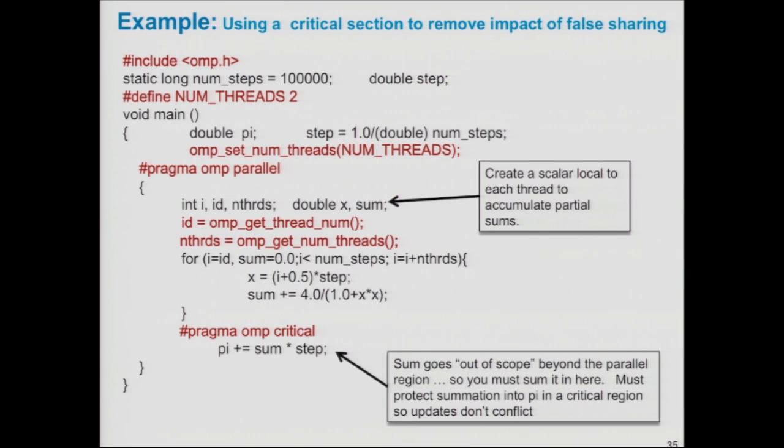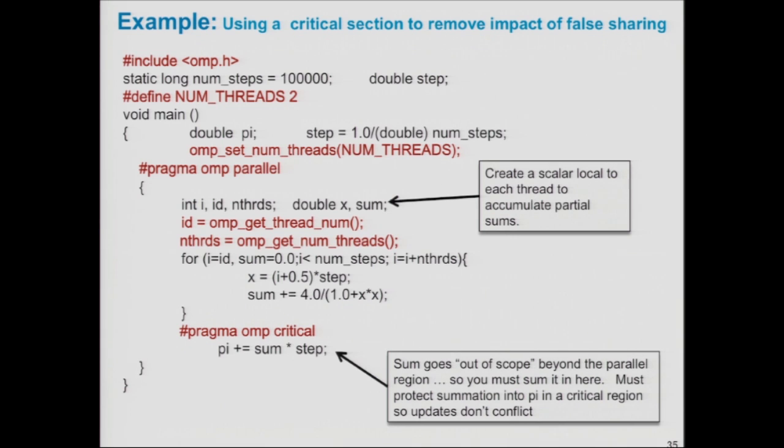So again, we're going to include omp.h, define num_threads to be 2, set the number of threads, start the parallel region, and have a scalar local to each thread to accumulate the partial sums. This is a private variable. We're going to get the thread number, find out the number of threads, and calculate each of the pieces, dealing them out like a deck of cards again. After we've done all of that, but inside the parallel region, we're going to have a critical section in which we're going to add values in.